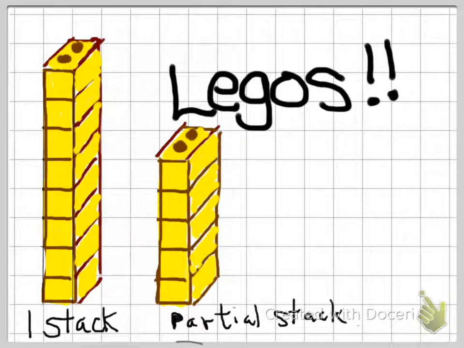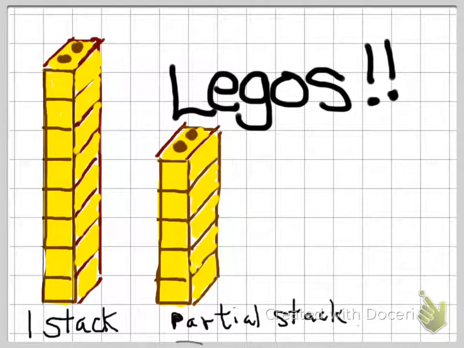Hi, Mrs. Hooper's class. Hey, this is going to be fun. We're going to be talking about mixed numbers and improper fractions, and we're going to be doing it by thinking about playing with Legos. Yay! I love Legos. All right, so this is the key stuff that you guys need to be aware of.